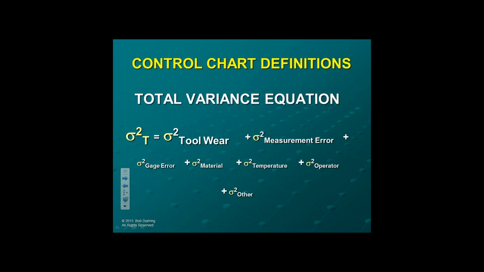Now, one of the things I want to take a look at is a total variance equation. What it states is that total variance is a sum of all the other variances in the process. One of the key variations we're going to be looking at is tool wear and its effect on the dimension. But there's other ones in there too, such as measurement error, gauge error, material, temperature. All these things are additive. And not only that, they can have their own distributions. They may have normal distributions, they may have non-normal distributions, and all these various distributions will add up.